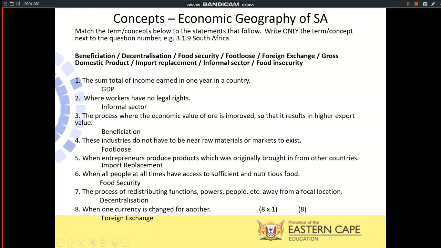Now, learners, this is just an example of the way in which your concepts can be asked, and it counts 8 marks. So it's important that you know your concepts. Like I've already told you, go through question papers and see if you can find these types of questions, not only for this section but for all your other sections. See what questions you can find that are similar to this, and you'll see how easy marks are scored.